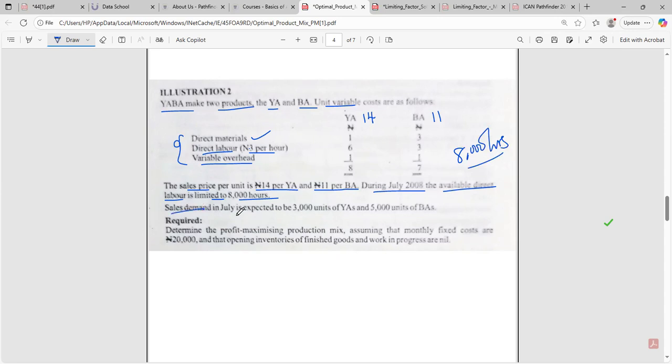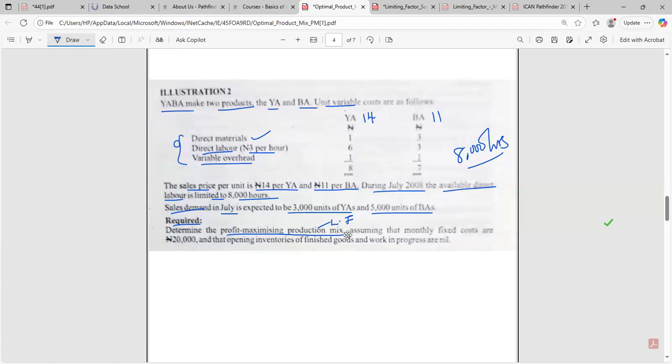Then sales demand in July is expected to be 3,000 units of Ya and 5,000 units of Ba. I told you, they must always give you demands, whether directly or indirectly, you need it. Contribution, whether directly or indirectly, you need it. The limiting factor, whether directly or indirectly, you need it. So these are the things that you should be looking out for, whether the question is 3 pages or 24 pages. Then it says required: determine the profit maximizing production mix. When you see the terminology profit maximizing production mix or sales mix, that is limiting factor.